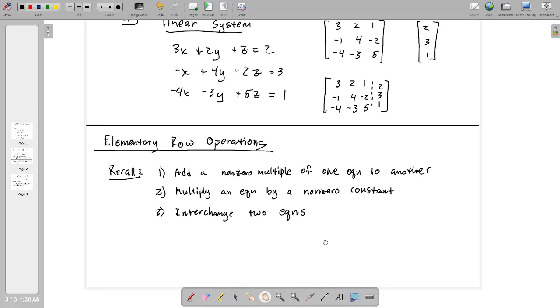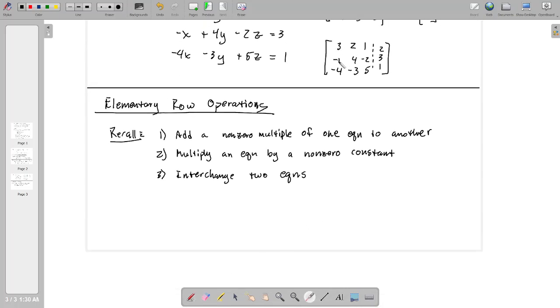And now this is important moving forward. What we want to do is change these rows to simplify the matrix a little bit, to ones and zeros if possible, but we'll get to that in a bit. But we don't want to change the solution set. So what we're going to do is take these three properties that don't change the solution of a system, and rewrite them in terms of row operations on a matrix.